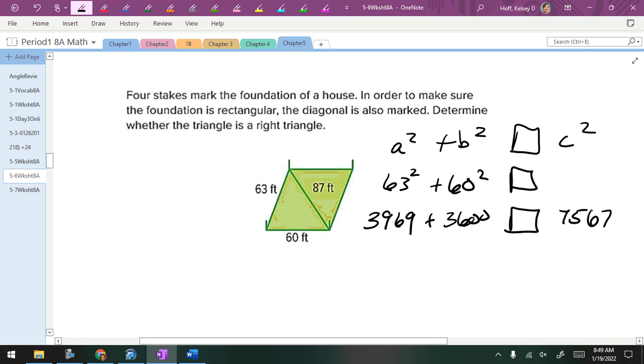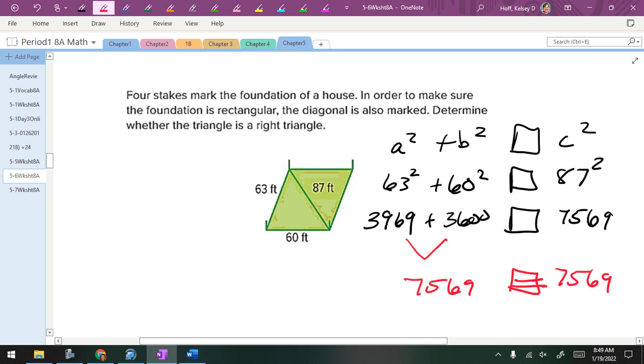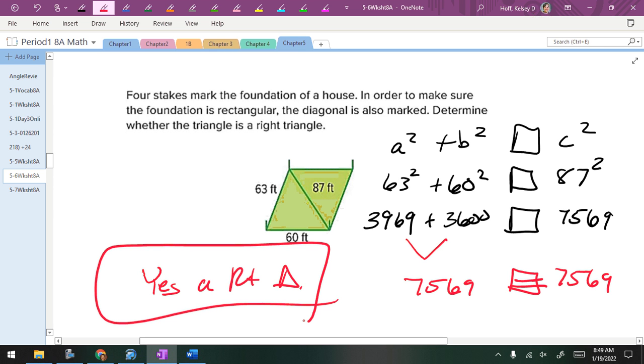87, because you put 87 here, right? Okay. Jack, what's my next step? Add them up. 3969 plus 3600. Jack, what do you get? What do you guys notice? They're equal. So what does that tell us? Yes, a right triangle.